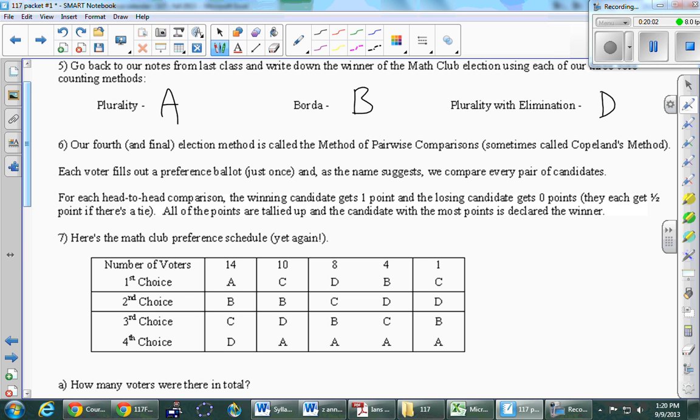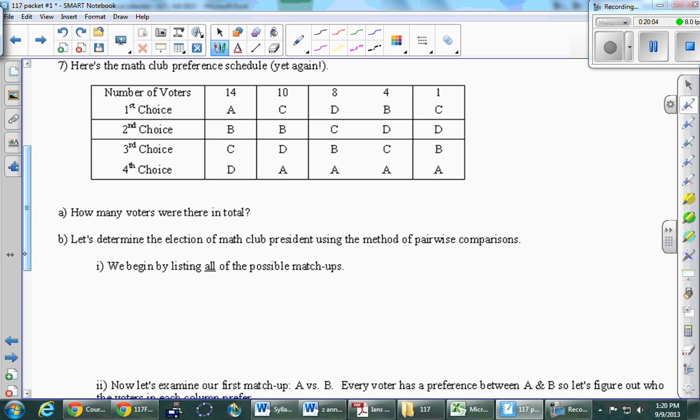This is a complicated method. Here's the math club preference schedule again, same numbers as before. First thing we need to do is figure out how many voters there are. Well, we did this already. How many? Okay, so it's 37 altogether. That number is going to help us check our work as we go through.